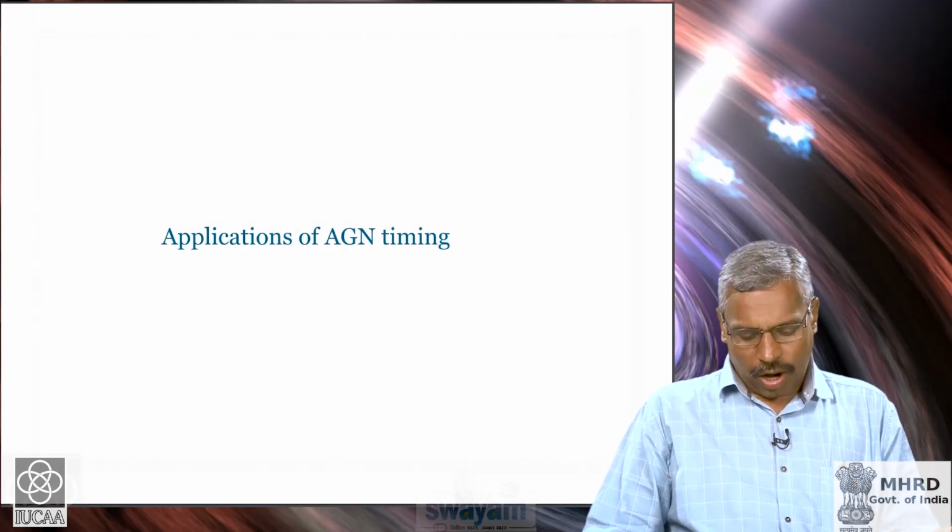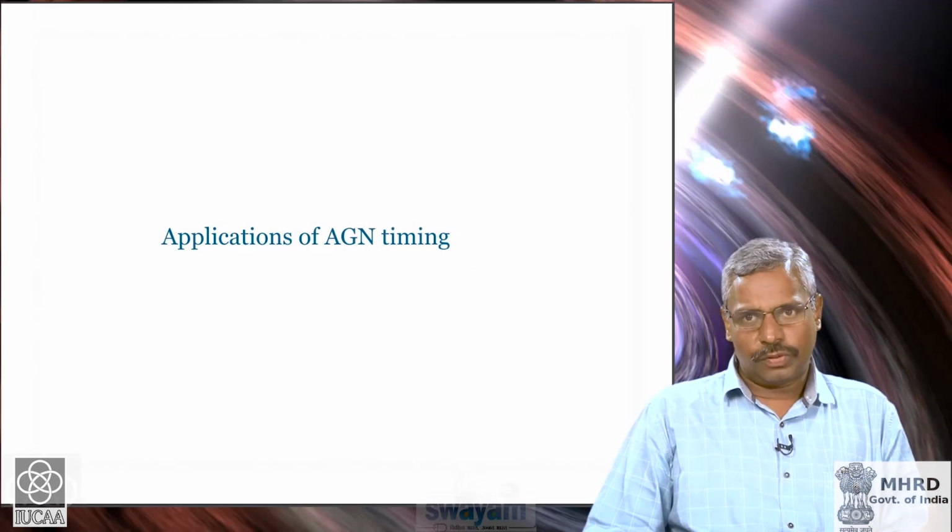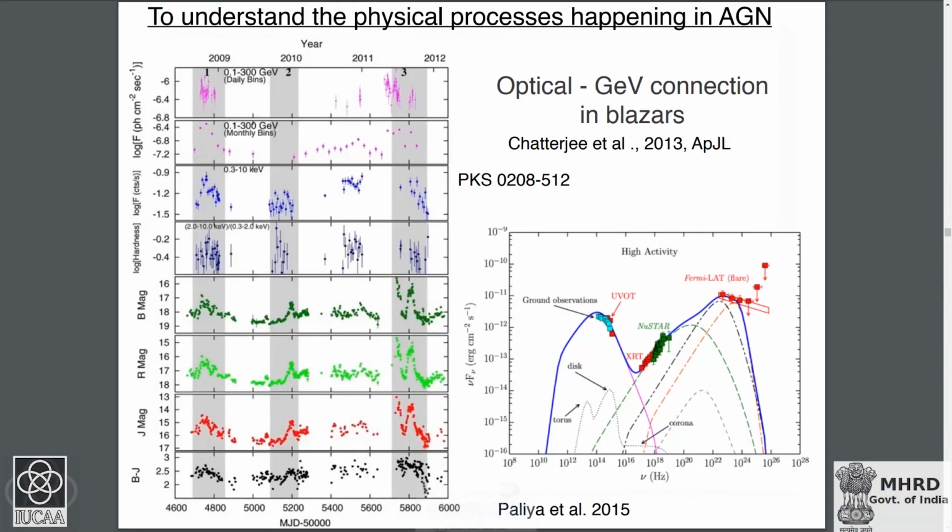Now, how will timing observations be useful? We will see how timing observations will be useful to understand these sources. What I show is a typical example of timing data collected from a blazar. Blazar is a name given to a combination of flat spectrum quasars and BL Lac-like objects. That means BL Lac-like objects and flat spectrum quasars are together called blazars.